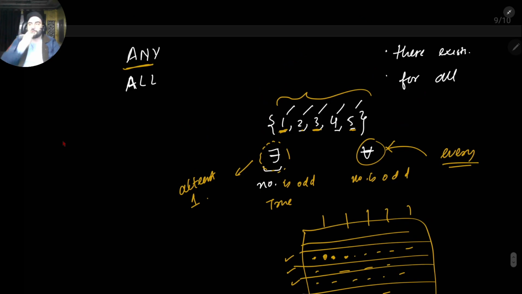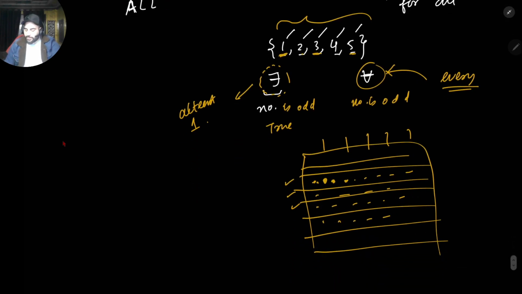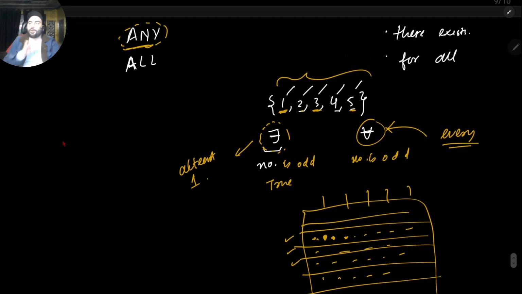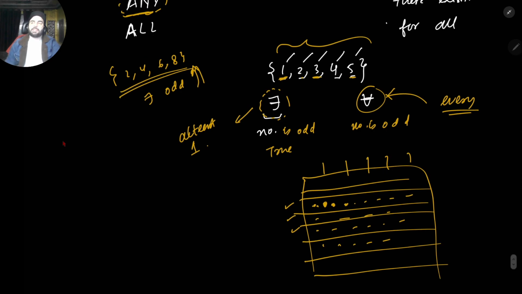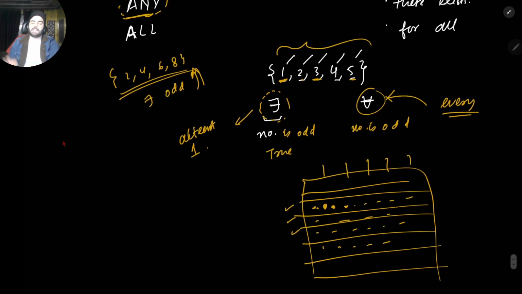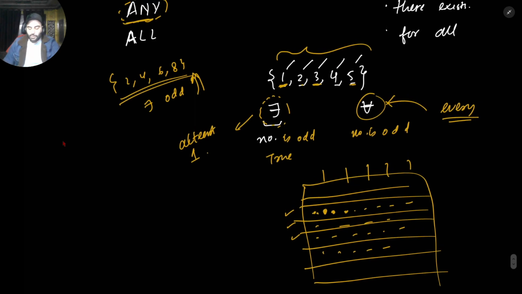So return me those, if I'm using this any to compare. I'm telling it to give me the rows for which at least one element is positive. If that condition is satisfied, it will return me those rows. If none of the conditions is satisfied, then it will stop. For example, if I write numbers like 2, 4, 6, 8, and I'm saying there exists an odd number, then it becomes false because no element follows that condition. Otherwise, if at least one element was following that condition, I'll return that row.